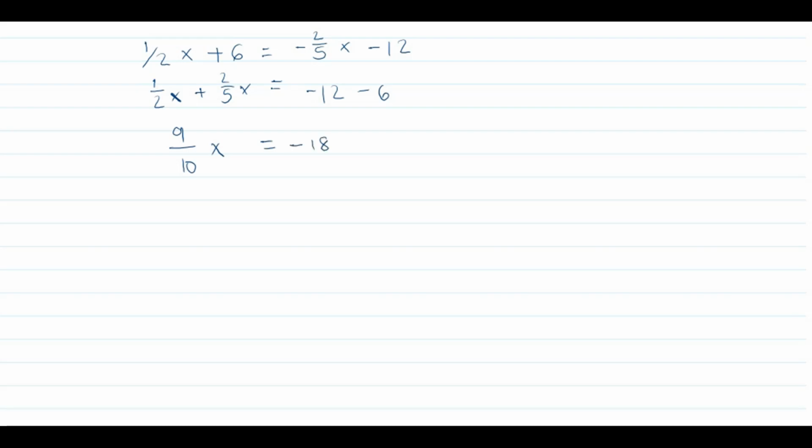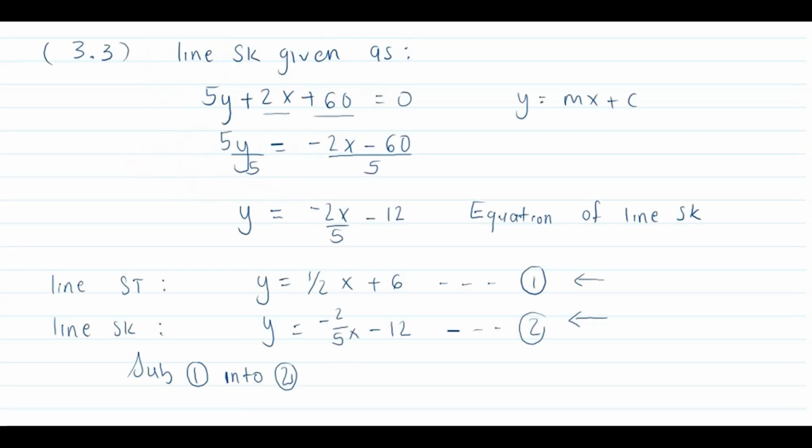And we're just going to solve for our x. To solve for x, we need to multiply by 10 over 9 on the left hand side, and multiply by 10 over 9 on the right hand side, right? Then you're going to have x is equal to negative 18 multiplied by 10 over 9, and you're going to have x equal to negative 20, right? So now we've already found the x coordinate of our point S. What's missing? We need to find the y coordinate of our point S.